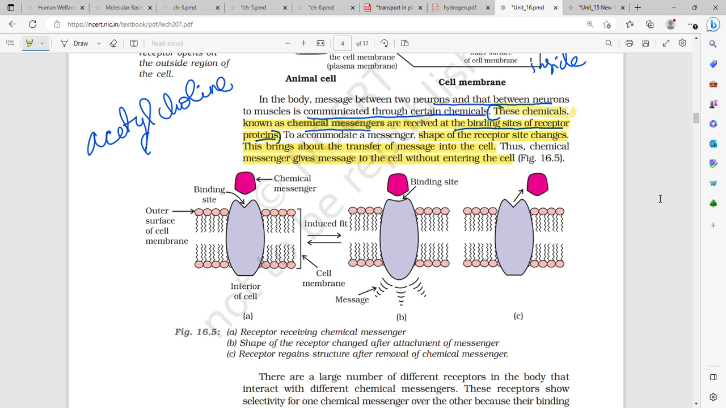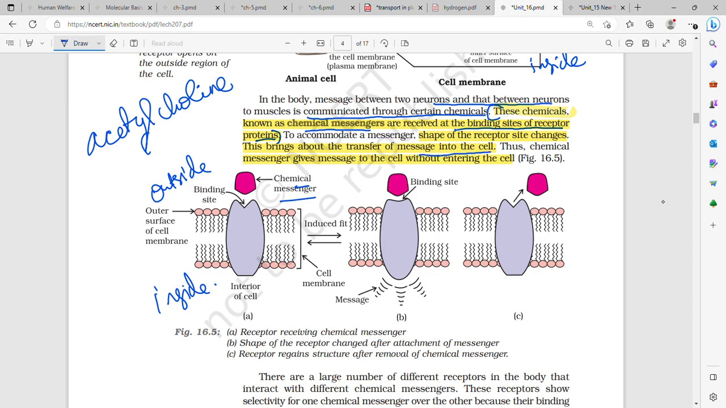So this is the outside containing the binding site. This is the inside or interior of the cell, and this is the chemical messenger. This chemical messenger comes, and according to it, the binding site of the receptor protein changes its shape. Then it binds to it. This is the lipid bilayer of the cell membrane. After it binds, it does not enter the cell; it just binds, and then the transfer of message takes place.